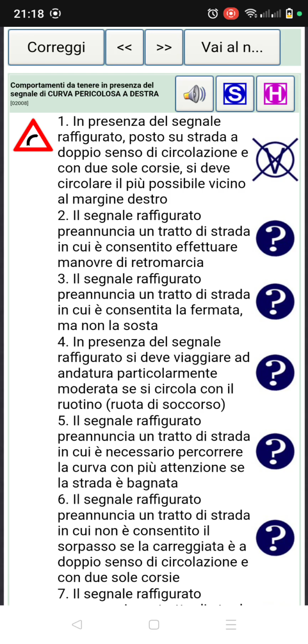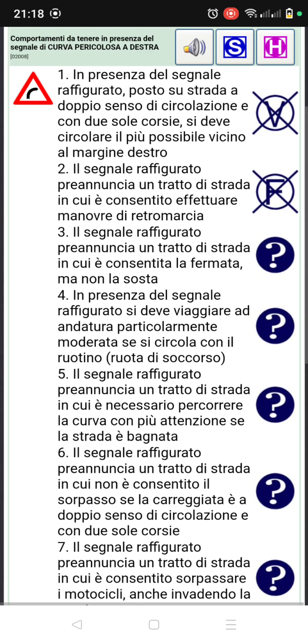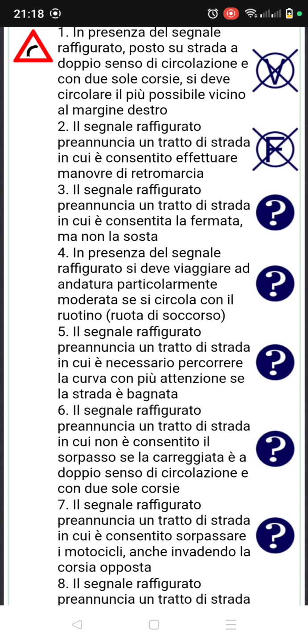Number two, il segnale raffigurato pronuncia un tratto di strada in cui è consentito effettuare manovra di retromarcia. No, it's false. So this sign figure announces a section of the road in which it is allowed to do a reverse maneuver. Retromarcia means reverse. No, it's false. You can't do reverse on a curve. Number three, il segnale raffigurato pronuncia un tratto di strada in cui è consentita la fermata ma non la sosta. No, it's false. You can't do both of them.